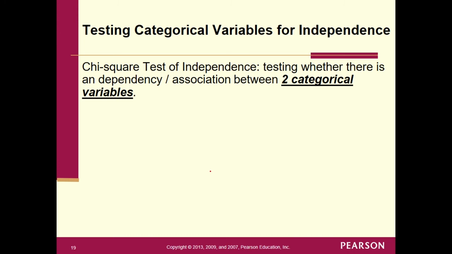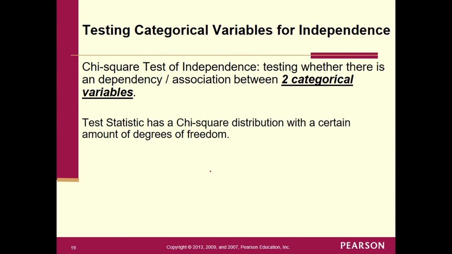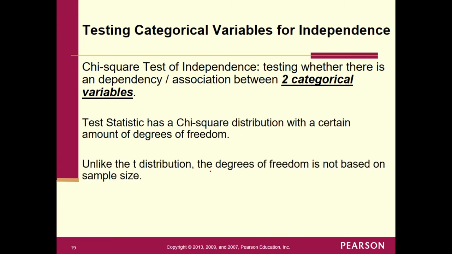So this test is testing whether there is a dependency or an association between two categorical variables. The test statistic has a chi-squared distribution with a certain amount of degrees of freedom. Now, warning here, unlike the t-distribution, the degrees of freedom is not based on sample size. We have to just develop the test a little bit, and I'll show you where the degrees of freedom are coming from. But the degrees of freedom for the chi-squared is not based on sample size.